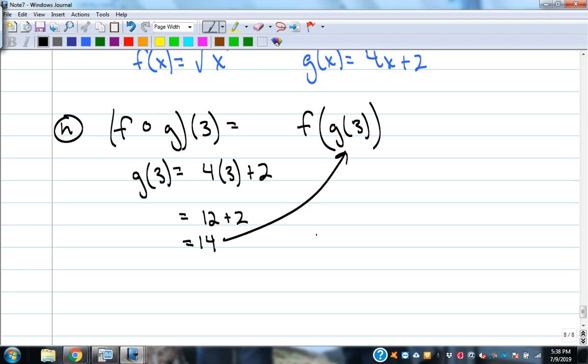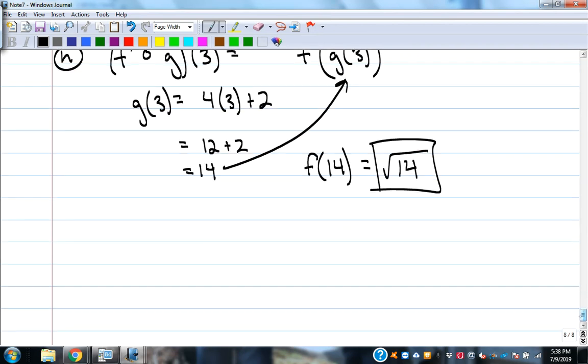So that means I'm going to take 14 and put it into f and try to simplify it if at all possible. This one doesn't simplify. The square root of 14, we could try to break down 14 into 2 and 7, but there's not a pair of integers there. So it's the square root of 14. That's the final answer. But where would you get the 14 from? You've got to go into the second function first and get that.